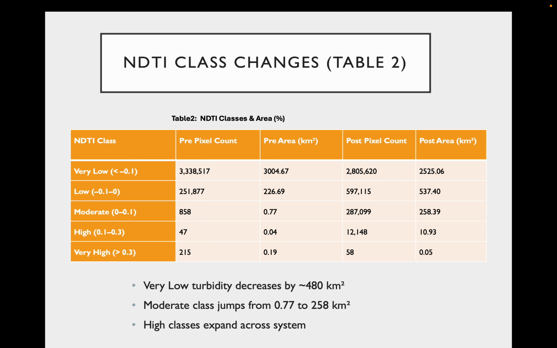And for classifying the turbidity area, it showed the most dramatic shifts as well. From very low turbidity, it shrank from about 480 square kilometers. Compared to that, the moderate turbidity surged from less than 1 kilometer to over 250 kilometers. And the high turbidity expanded system-wide, meaning the bay has moved into a disturbed state, with elevated turbidity dominating the entire system following the storms.